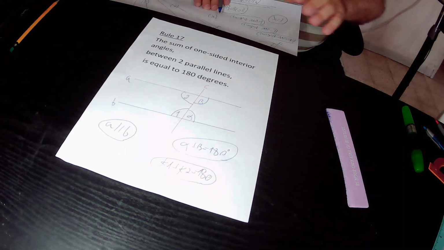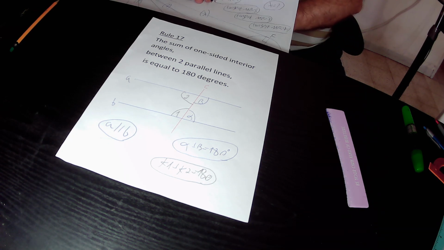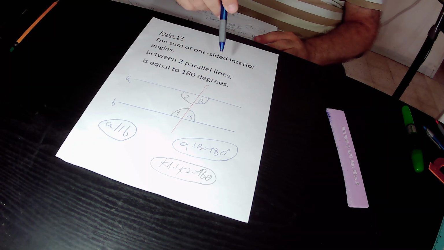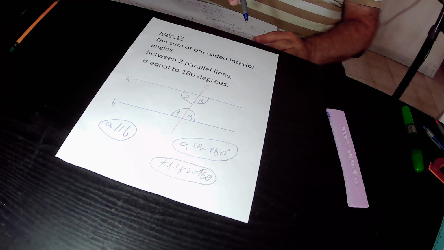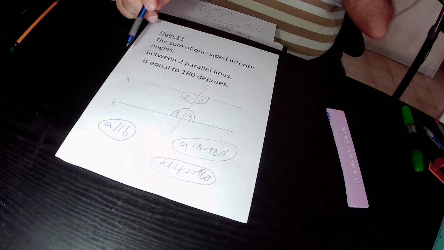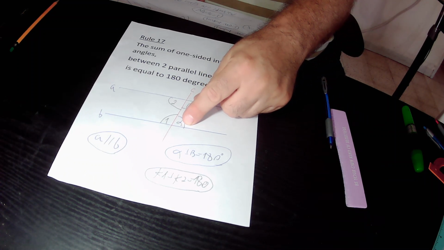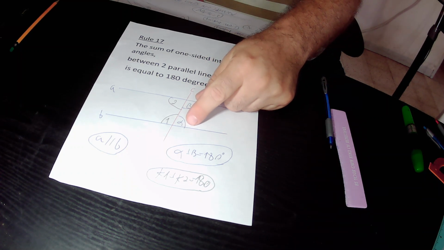According to rule 17, the sum of one-sided interior angles between two parallel lines is equal to 180 degrees. So at the moment we have line A that is parallel to line B. The red line is line C that intersects with the two parallel lines A and B at those 2 points. So here we have those 2 angles, alpha and beta. Those 2 angles, alpha and beta, are defined as one-sided interior angles.